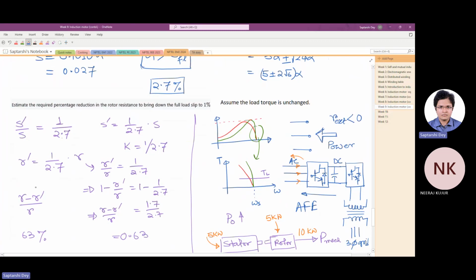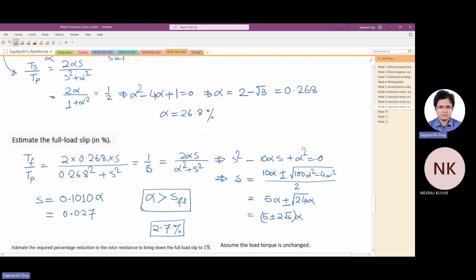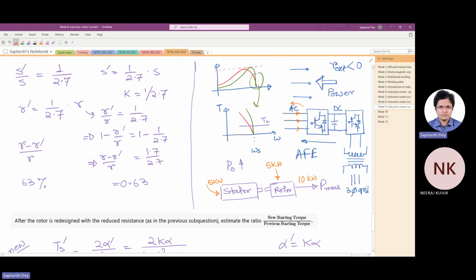Now from here you have to simply find this factor, since you have been asked to find the percentage reduction. From this you get 63% reduction.